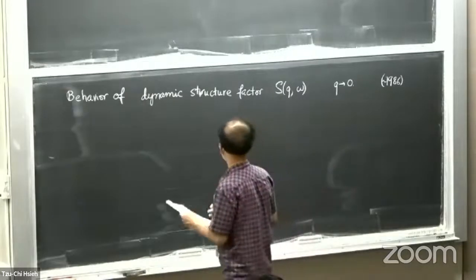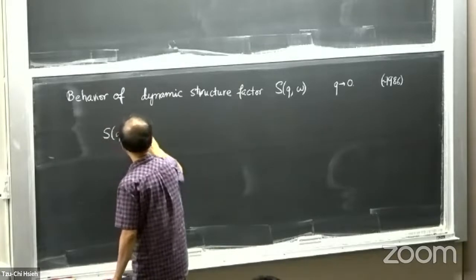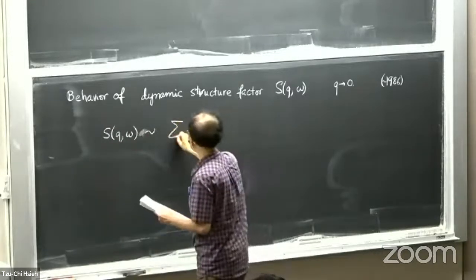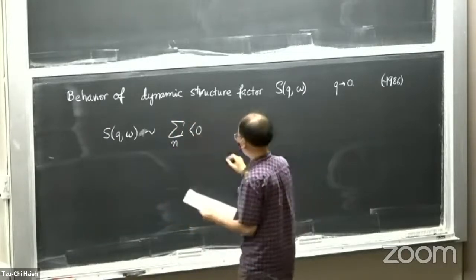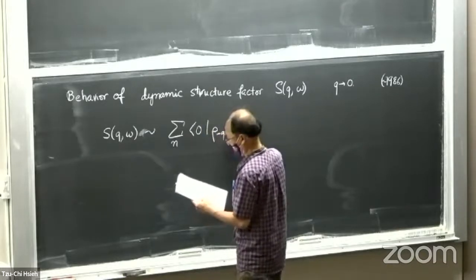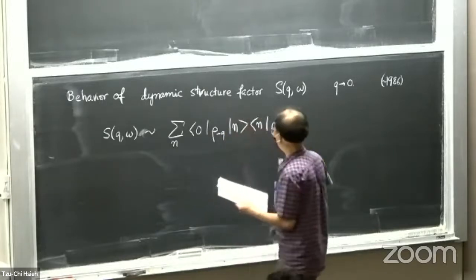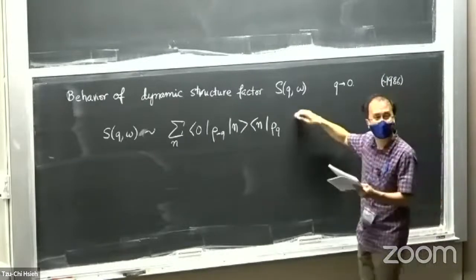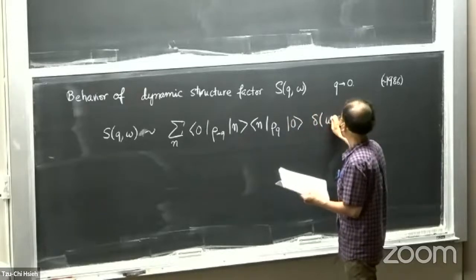Okay, so what is the dynamic structure factor? By definition, it's proportional to some coefficient, a sum over all excited states, and we have the system in the ground state 0. Then there is rho_minus q and rho_q. This is a Fourier transform of the density operator. Let me write it, and then delta of omega minus E_n.